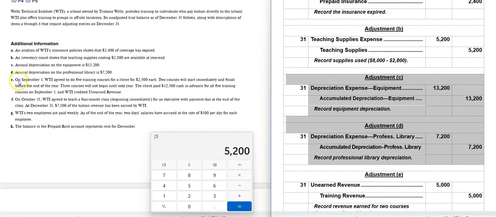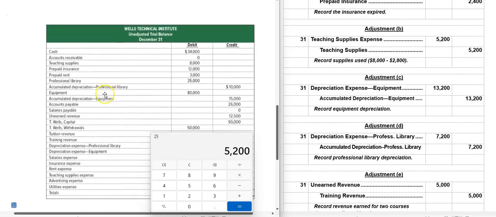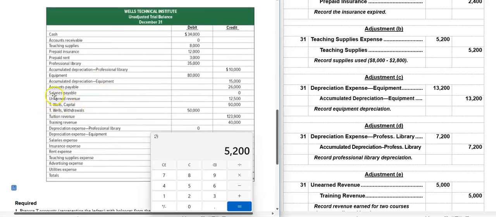All right, the next adjusting entry: on September 1st, the company agreed to do 5 training courses for a client at $2,500 each. So back at that time when the client paid them in advance for something they have not done, they did not record a revenue at that time. They recorded an unearned revenue. Okay. So if I were to look at their trial balance, I would see they have an unearned revenue in their general ledger of $12,500. That is a liability.